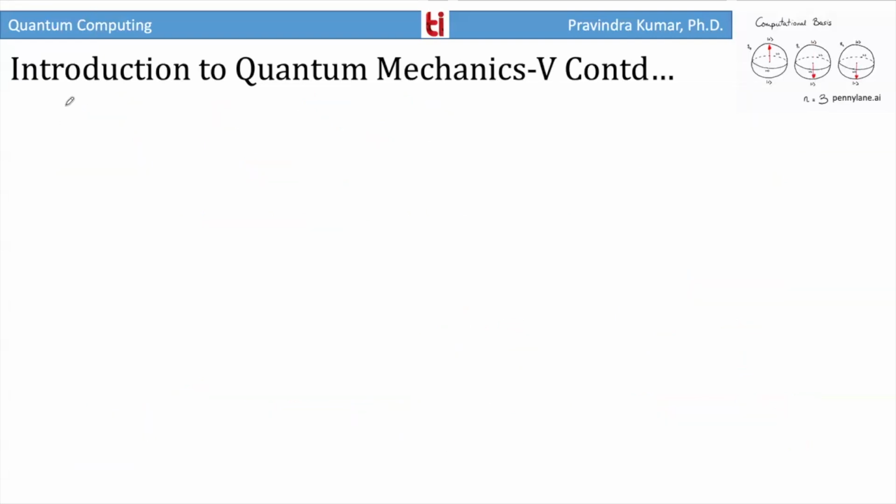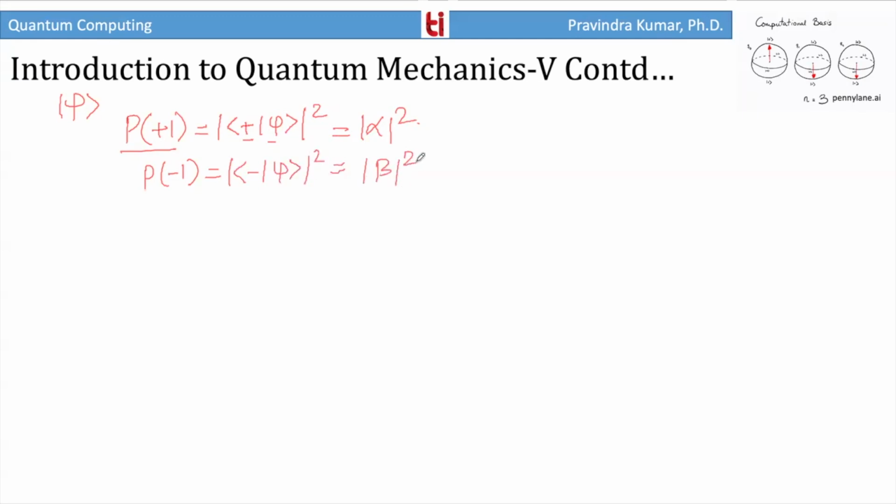Now for state ket psi, the probability of getting the eigenvalue plus 1 is basically the mod square of the inner product of the actual state and the eigenstate, and the corresponding eigenstate is plus. So this is the mod square of the inner product of plus and psi, that is alpha square. This is the probability of getting the eigenvalue plus 1. Similarly, the probability of getting eigenvalue minus 1 is the mod square of the inner product of minus and psi, which is mod beta square.